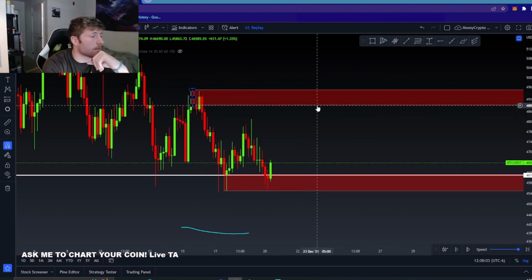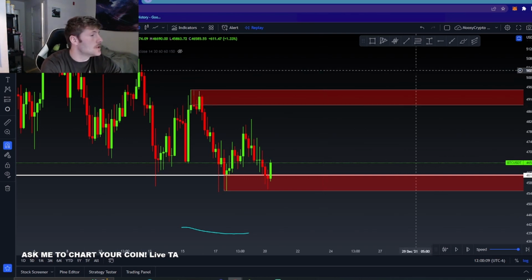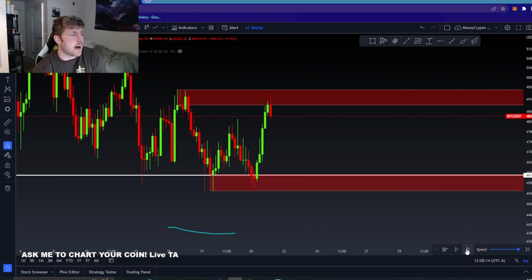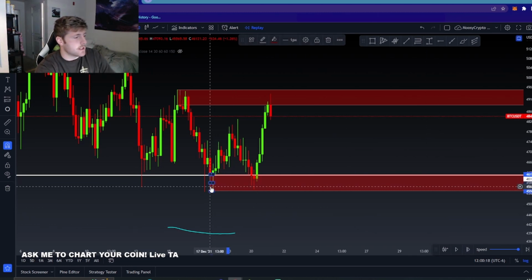So if it comes up here and touches this bottom of the box, I can confirm this now as a double bottom. So if we wait and see what happens, it comes up and touches. Well, now that it's up and touches, how do I enter this trade? So what we can do is, this is confirmed on the bottom.